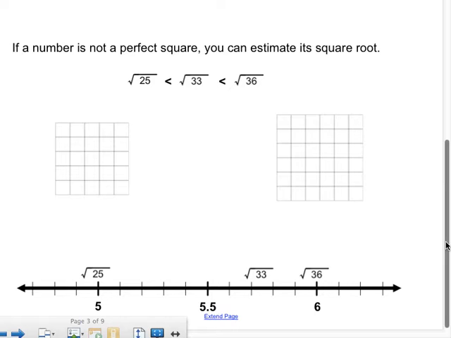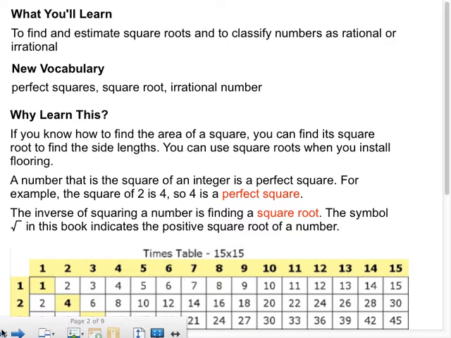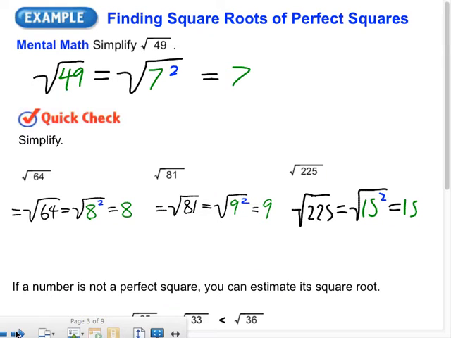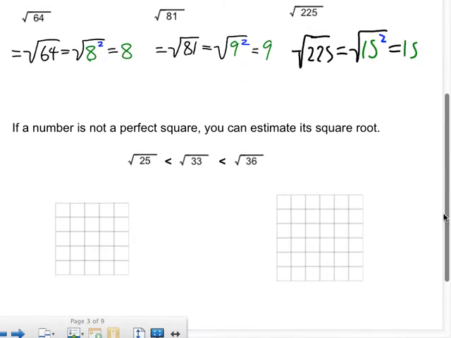First of all, let's go back to what was said in the warm-up, at the beginning of the lesson. A number that is the square of an integer is a perfect square. For example, the square of 2 is 4, so 4 is a perfect square. This is really what's important for what we're about to cover. If you know how to find the area of a square, you can find its square root to find the side lengths. Okay? That's what we're about to do. I want to emphasize that right now, so think about it while we go to the next example.